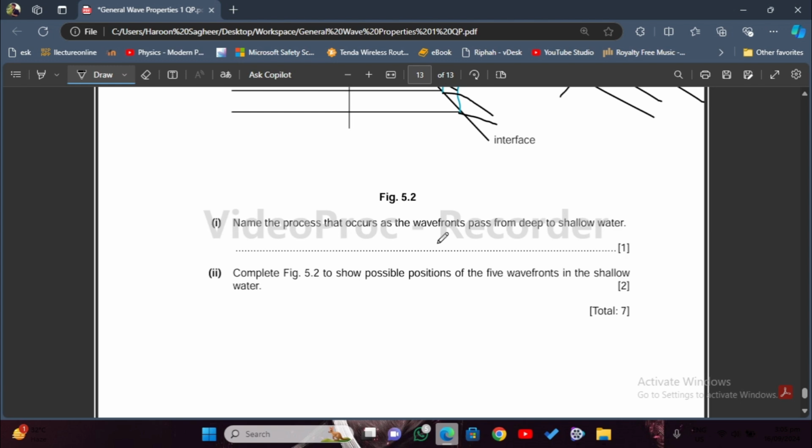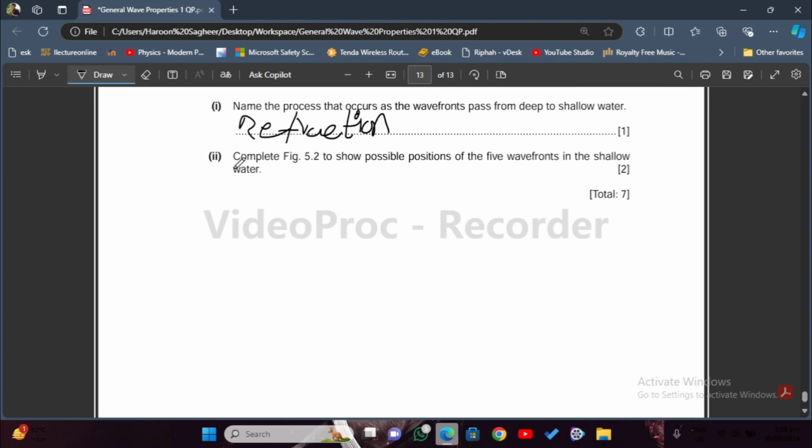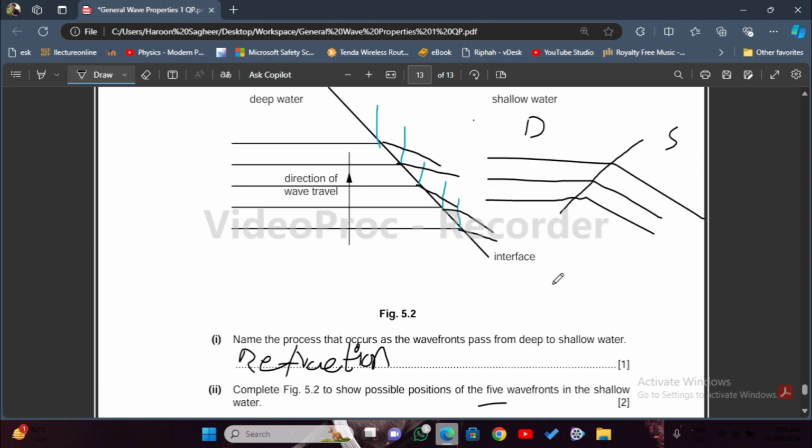Name the process that occurs. This is refraction. We already know that refraction is a process in which a wave bends away from its original position. It changes its path. And in part 2, complete figure 5.2 to show the possible position of the 5 wavefronts in the shallow water. Now let's take that as the 4th and that as the 5th.